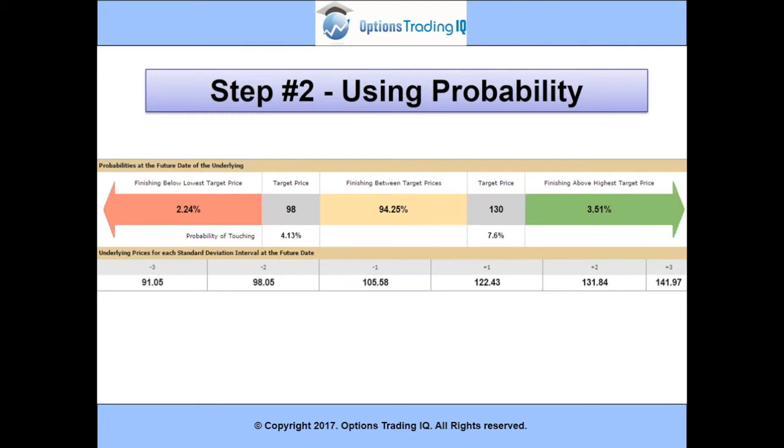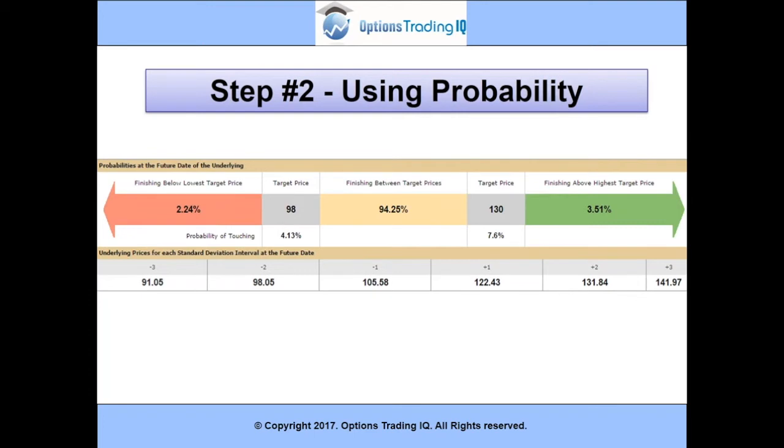So this is a probability estimation tool, I guess you might call it. A lot of brokers and platforms out there will have this sort of thing. It's pretty simple. You've got a stock trading around 115. It tells you a 1 standard deviation move to the downside would be 105. 1 standard deviation move to the upside is 122. 2 standard deviation move is 98 and 131. And it tells you the likelihood of the stock staying within that range.